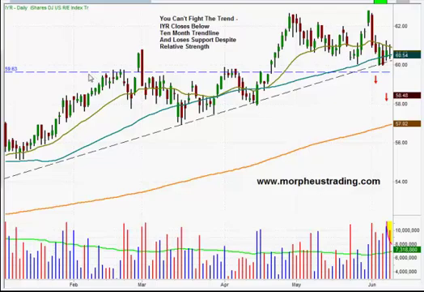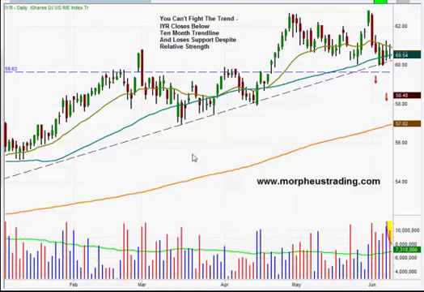Today's technical setup is for the iShares Dow Jones U.S. Real Estate Index, which is ETF ticker symbol IYR. And we are going to be discussing today why it's important to trade with the trend of the broad market.